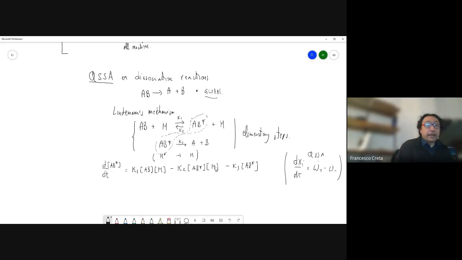We can actually apply the quasi-steady state assumption on AB star. And how do we do this? We simply take the source terms, omega plus and omega minus, and set them equal to 0.